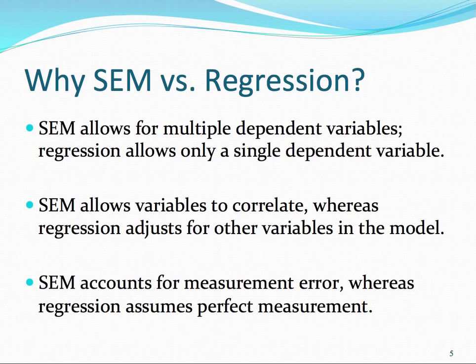One question you may ask yourself is, why do we use structural equation modeling versus just using either simple or multiple regression? Well, there are three main advantages of using structural equation modeling over regression. The first is that structural equation modeling allows for multiple dependent variables, whereas in regression, we're restricted to only predicting a single dependent variable. Secondly, structural equation modeling allows variables to correlate with one another, whereas in regression, we must adjust for other variables in the model. So we must control for our other independent variables to look at the relationship between a particular independent variable and the dependent variable. Perhaps the most important advantage is that structural equation modeling accounts for measurement errors, whereas regression assumes that our measures are perfect.